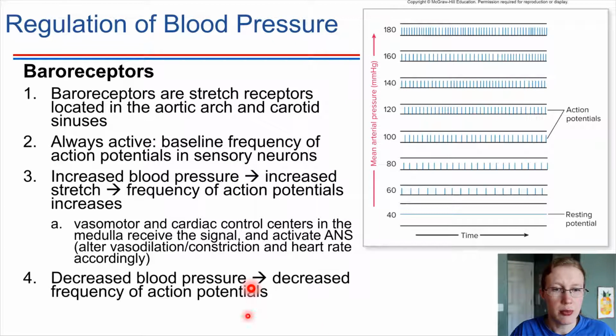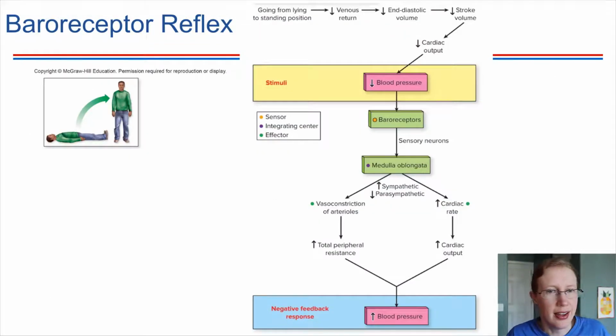So that can end up leading to vasoconstriction or vasodilation, depending on which way, are the action potentials happening more closely together, or are they spread further apart. A decrease in blood pressure would lead to a decrease in the frequency of action potentials, and so that would be something that could trigger the blood vessels to constrict as a result in order to bring blood pressure back up to normal. So let's take a look at another negative feedback loop here.